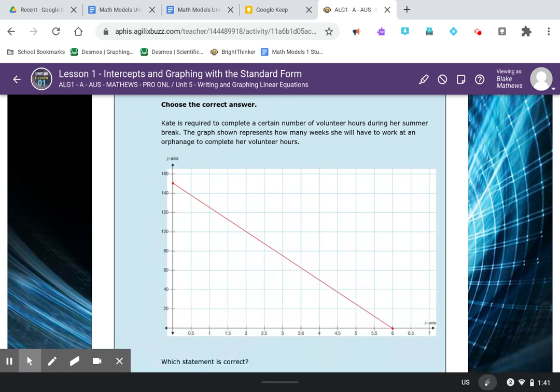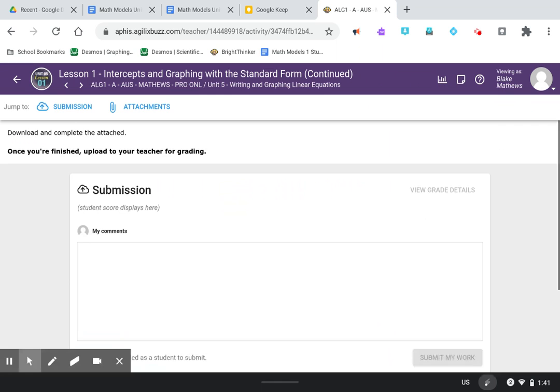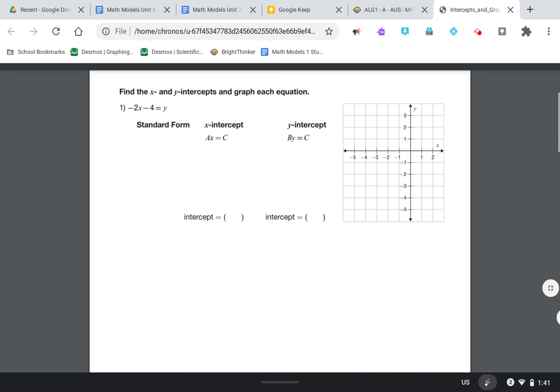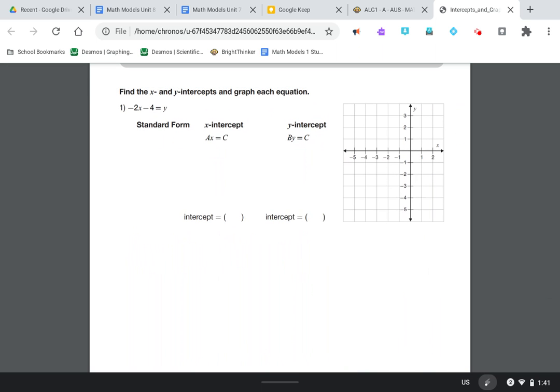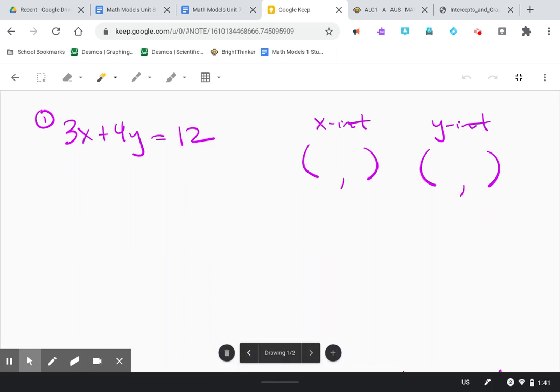All right. Now, I'm not going to open this, but there is a worksheet on the second part. I'll go ahead and open it actually. And it has some problems here where they ask us to find the x and y intercepts of different equations. So I'm going to do some examples of these because I made up some problems of my own. Let me jump to my other drawing, and I'll show you really quick how to do these problems.